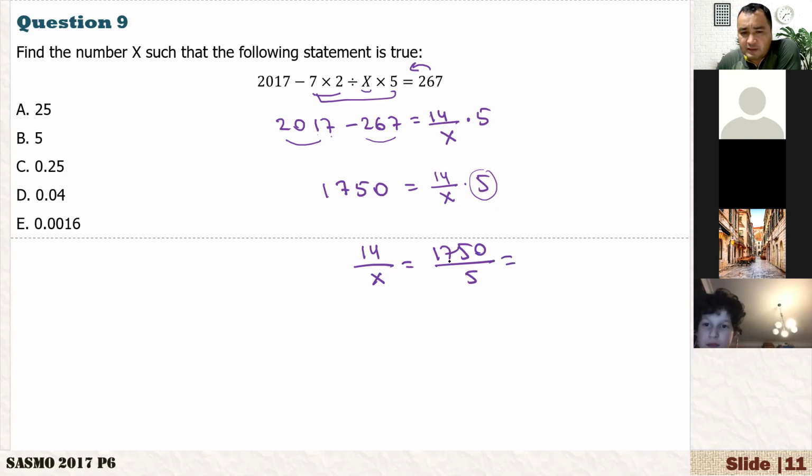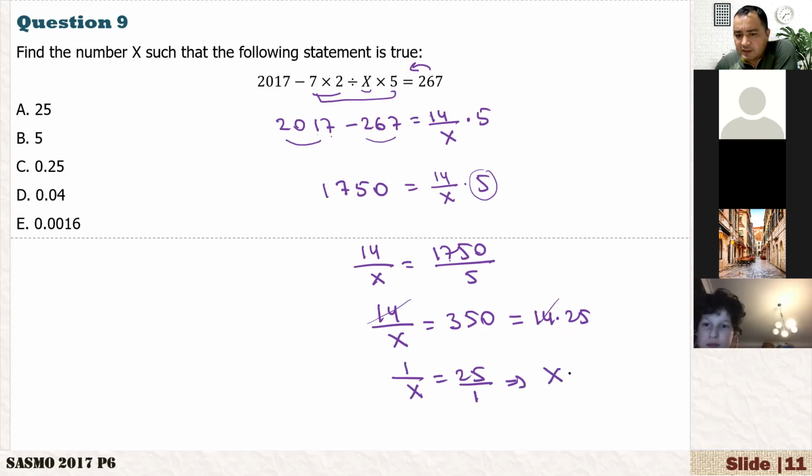And that's equal to, what is it? 1750 over 5. Let me just write here. 14 over x equals 1750 over 5, that is 350. 25 over 5, that's 5, and 0, right? So we know that 350, I can write it as 14 times 25, right? So this 14 cancels. So 1 over x is equal to 25. Actually, 25 over 1, which means that x is equal to 1 over 25.